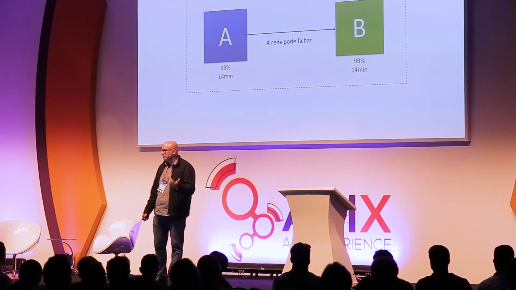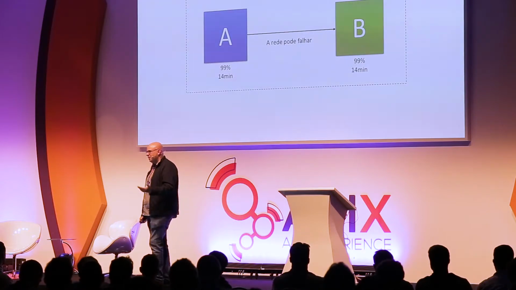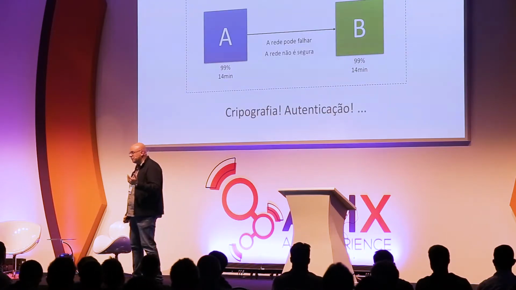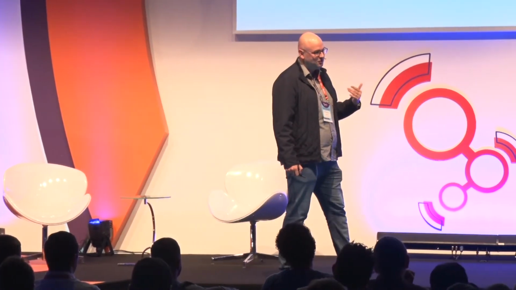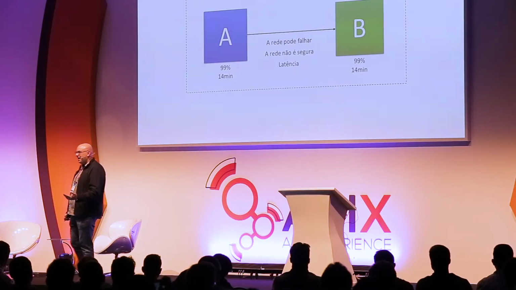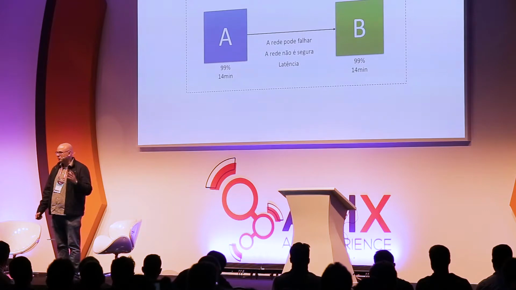What can cause downtime? The network can fail. You might have connection problems between your system and your API. Another aspect, remember that networks are not safe, so you have to think of encrypting, you have to think of message transmission. This is also a problem. And besides this, there's also latency.